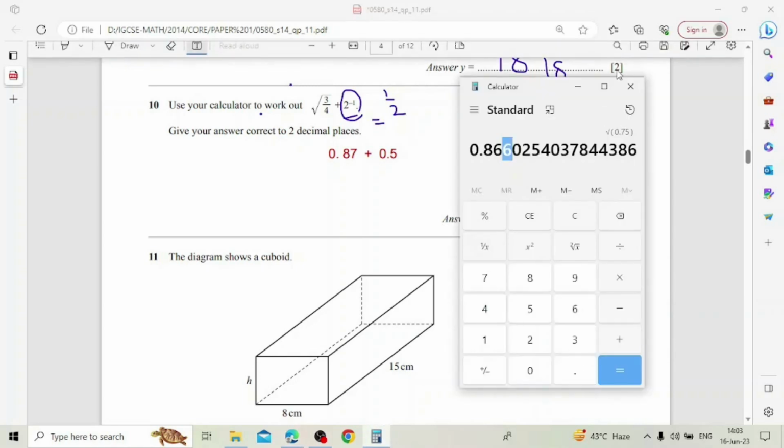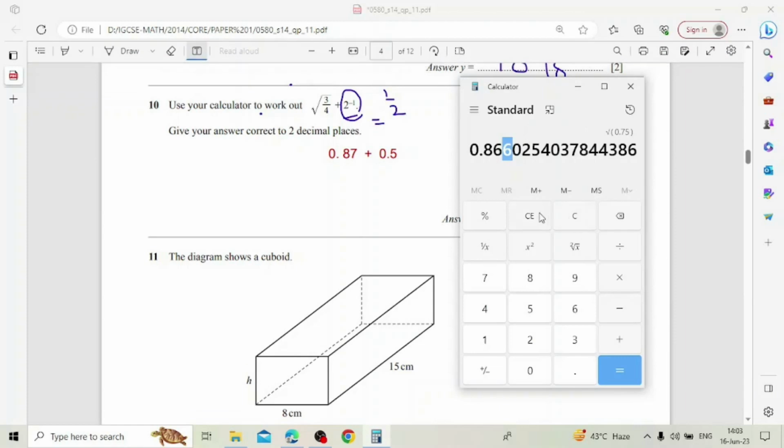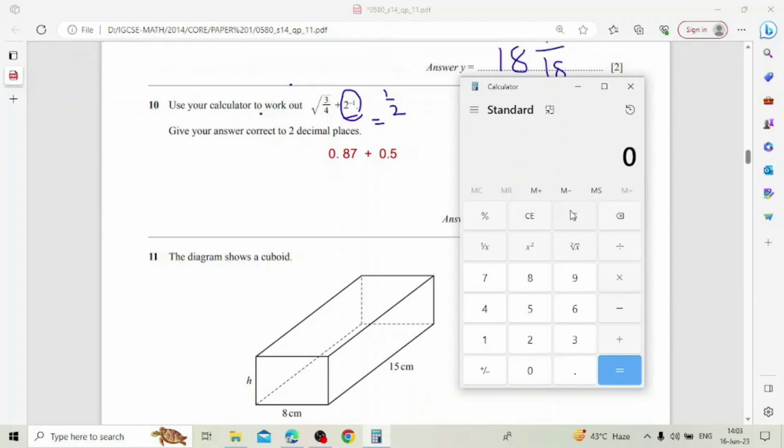Yes. Can we check this? This here I'll take 0.87 plus 0.5. So 1.37. Done.